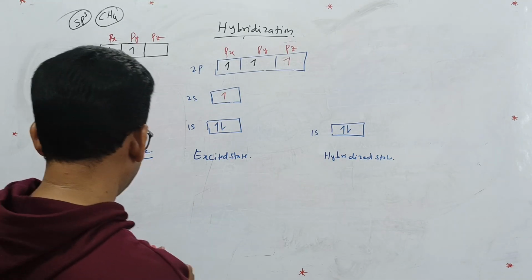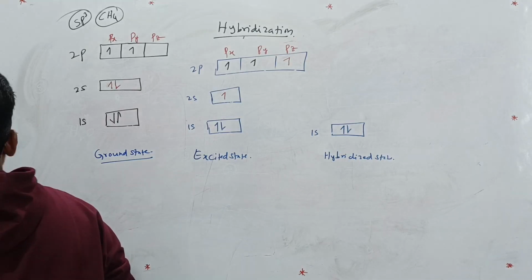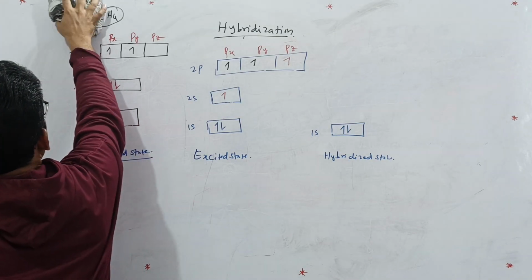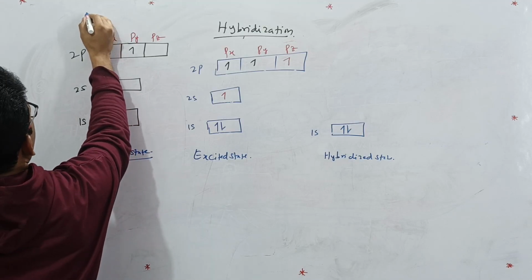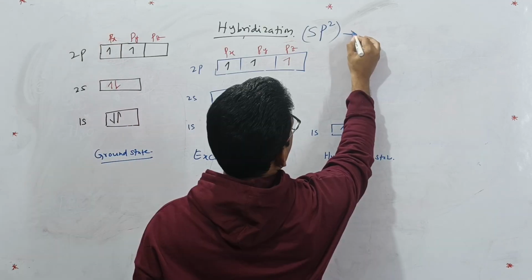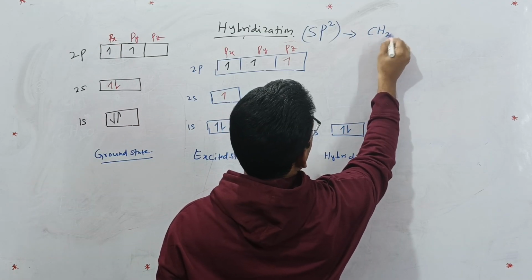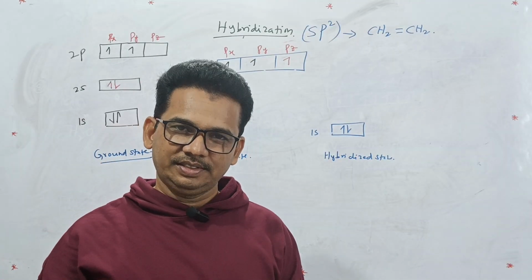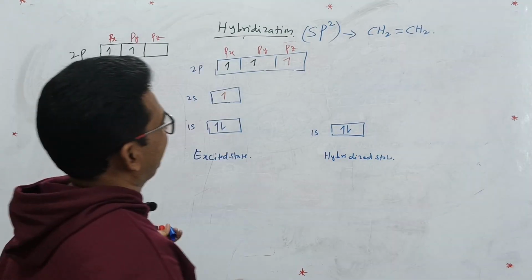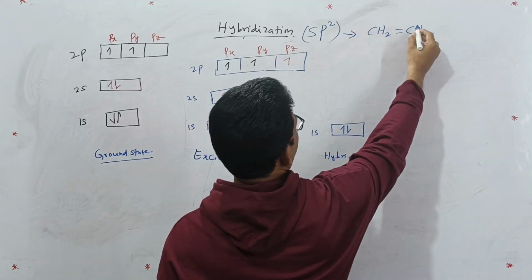Now in this case, sp2 hybridization. sp2 hybridization is not for methane, it is for ethene. What is the structure of ethene? CH2, CH2. See, this carbon, what hybridization will it have?